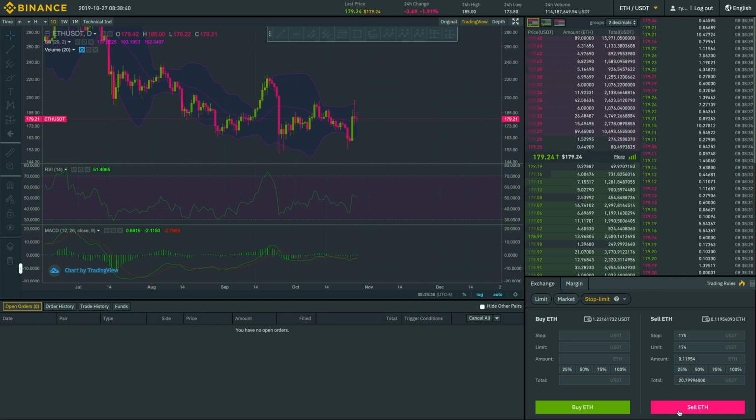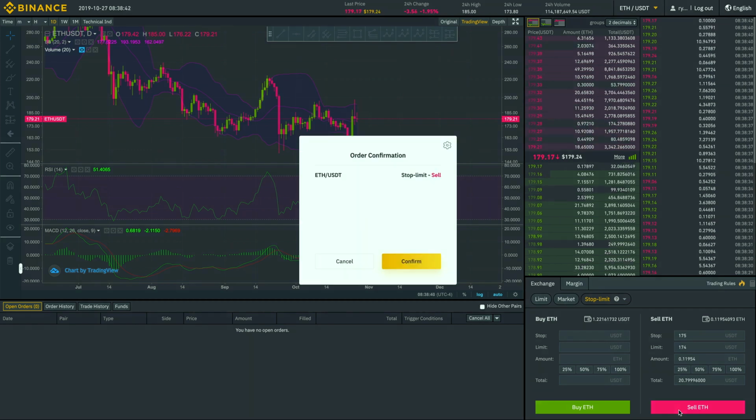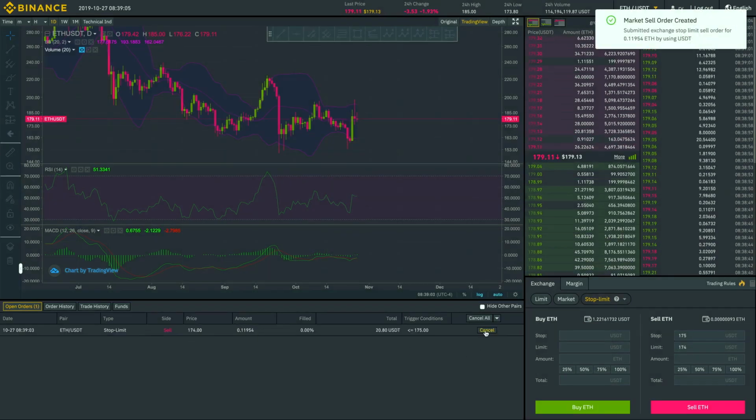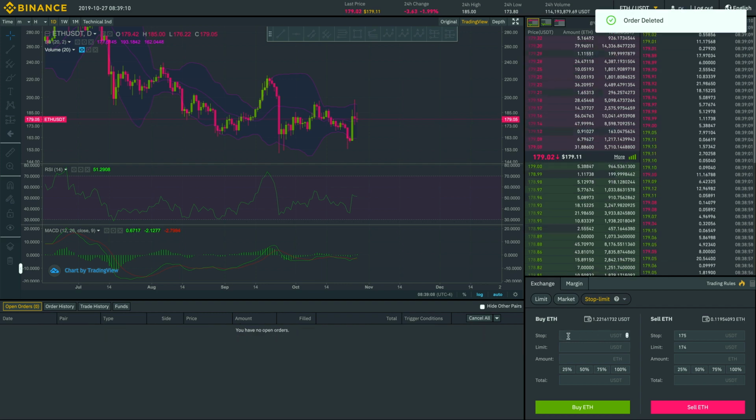That means if I click sell, it's going to say at 100, see if the last price drops to 175, that means I will keep selling this Ethereum until it hits 174, or the best price up until $174. So for example, if I confirm it, then it would be here, but I'm just going to cancel it because I really don't need it. And that's kind of the same thing as with the buy.